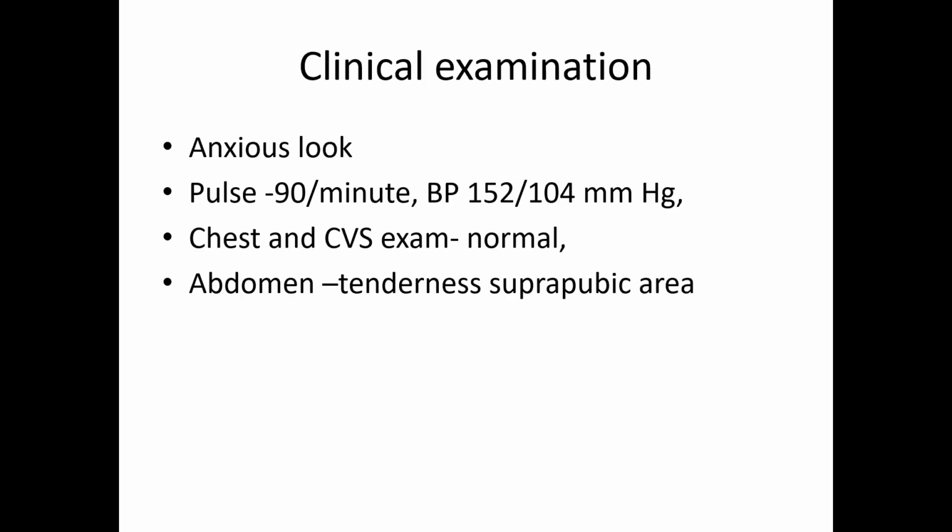On examination, the patient is looking quite anxious. Pulse is 90 per minute, regular. Blood pressure is on the higher side, 152 by 104. Chest exam is normal. Per abdomen, there is tenderness over the suprapubic area in this patient.